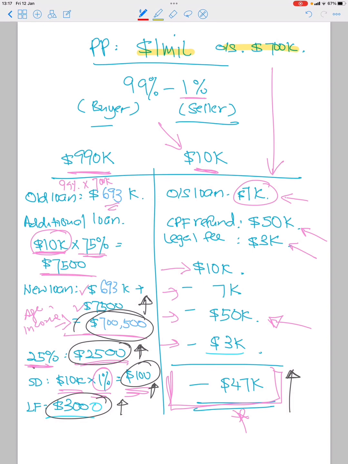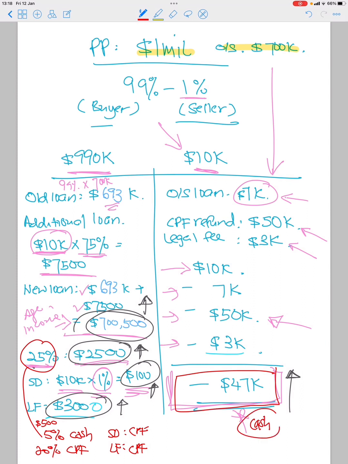For the whole purchase, there is some CPF and cash component. 5% must be cash, we all know. 20%, this we can use CPF. Stamp duty, we can use CPF. Legal fee, we can use CPF. So in other words, this buyer has to fork out $500 over here. This component can only be cash. The total cash involved will be 47,000 plus $500.